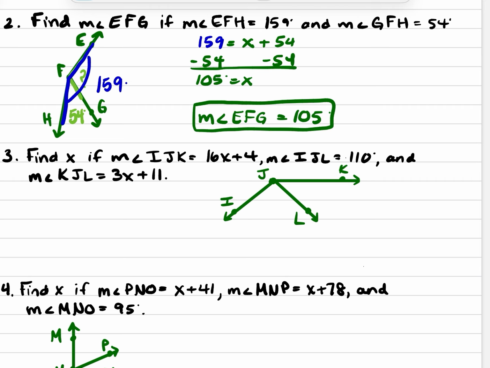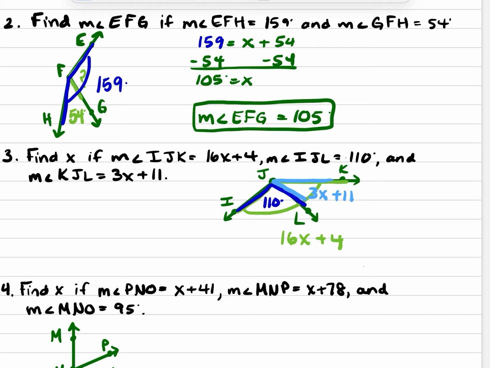Number 3, find x if the measure of angle IJK is 16x plus 4. So IJK is the whole angle, and that is 16x plus 4. IJL is the medium angle, and that's 110. And KJL is 3x plus 11.